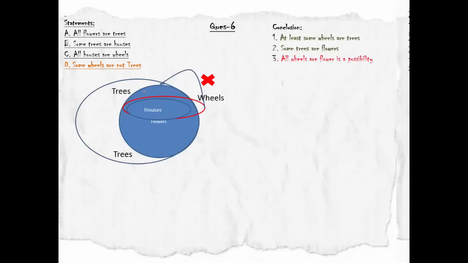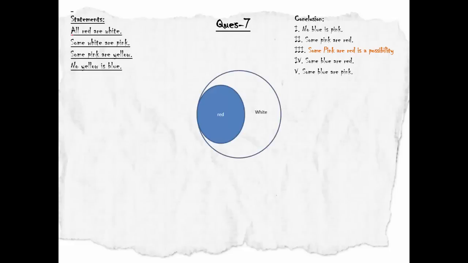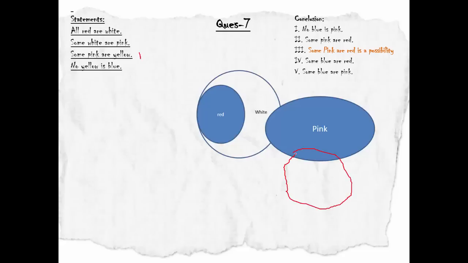So now what if we add another conclusion? Okay, no, sorry, this is a new question. So all reds are white, we draw red such that all of the red is white. Some white are pink, so we draw pink such that some portion of the white are pink. Some pink are yellow, so we draw yellow such that some portion of the pink are yellow, right? So we draw like this. Some portion of the pink are yellow.